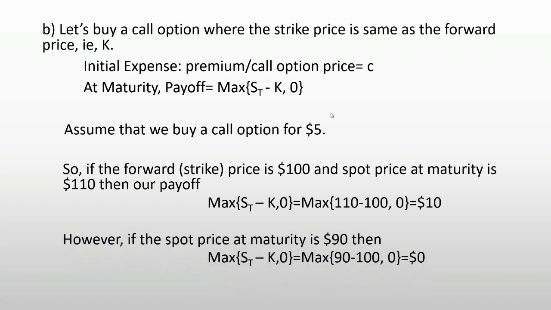And if the spot price at maturity is $90, then we do not exercise the call option because the spot price is 90 and our strike price is 100, so we don't need to exercise it. A call option gives you the right to buy a stock at your strike price when the spot price is above your strike price. So you will benefit when the spot price goes above the strike price. So in this case we do not exercise it.